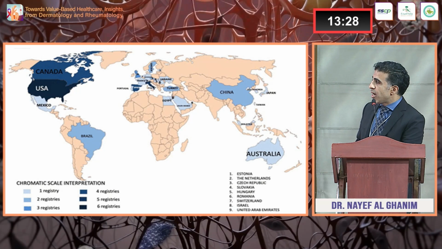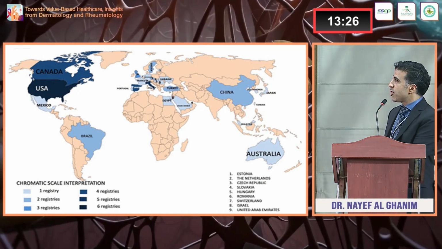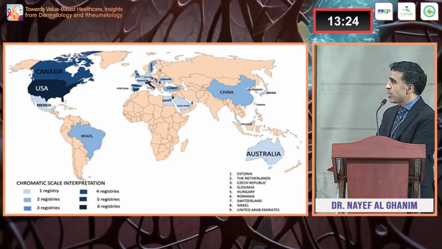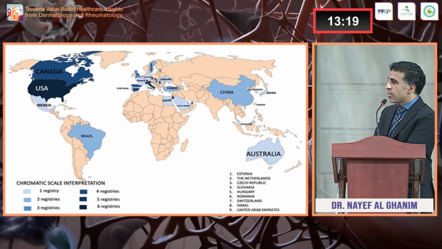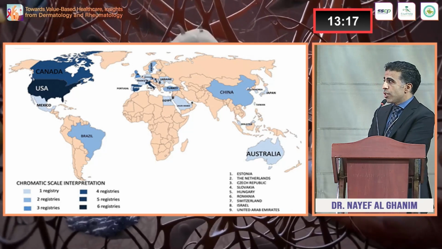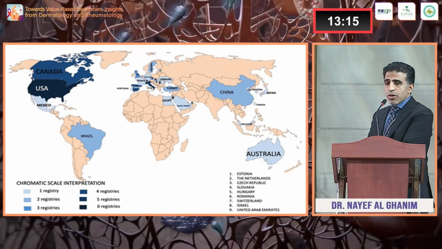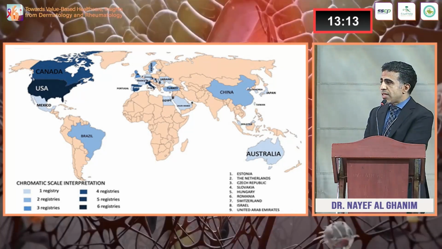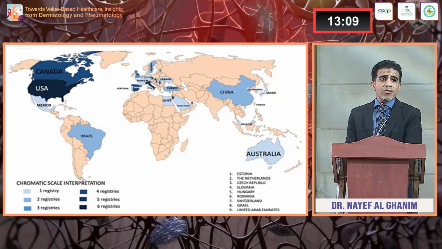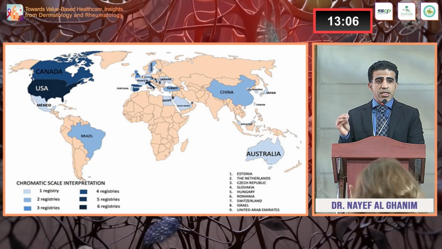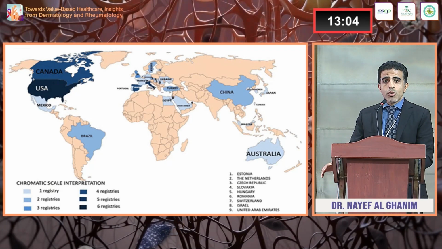This is a world map which looked at the psoriatic arthritis registries. You can see the darker the color, the higher the number of psoriatic arthritis registries. And as you can see, most of the registries are located either in North America or in Europe. In South America, for example, only Brazil has a psoriatic arthritis registry. In Saudi Arabia, most of the registries that we have represent only single-center registries, and there is no national registry.